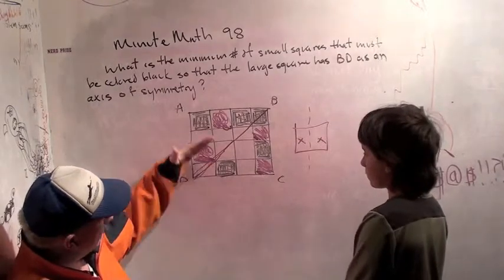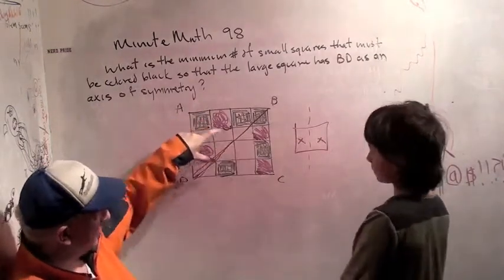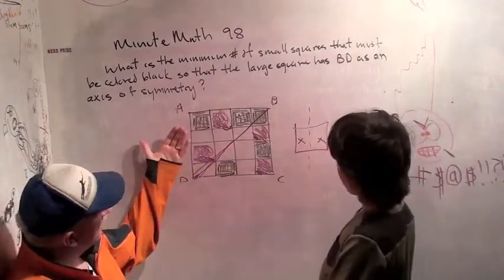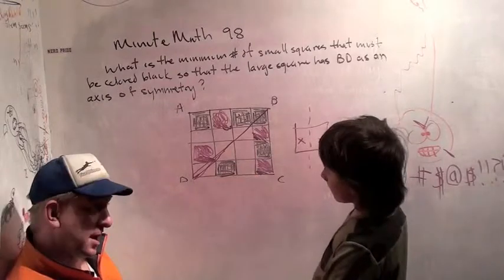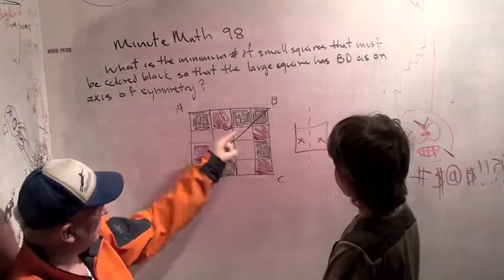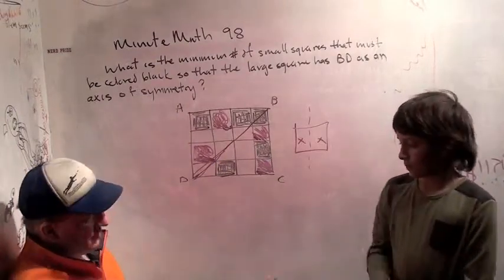Now I have the top and bottom exactly the same, if we pretend that the purple squares are black. But I wanted to draw them in a different color so that you could see, right? So when I fold this over now, I have a perfect axis of symmetry on this line BD. So I needed to color in 1, 2, 3, 4 squares. Good job. Only 40% of the people got that right.